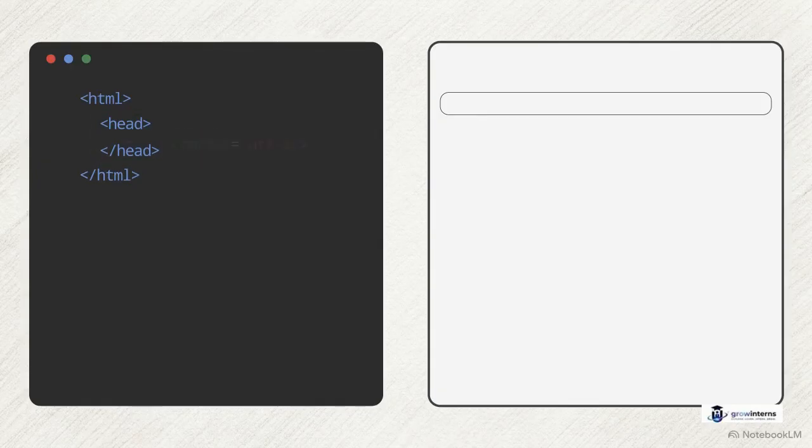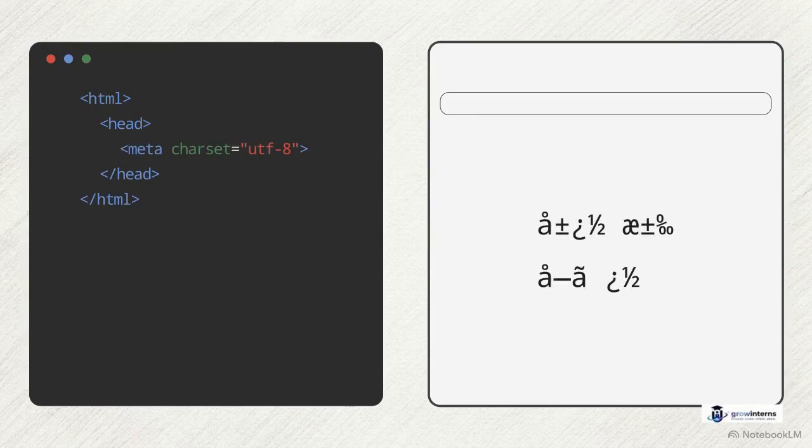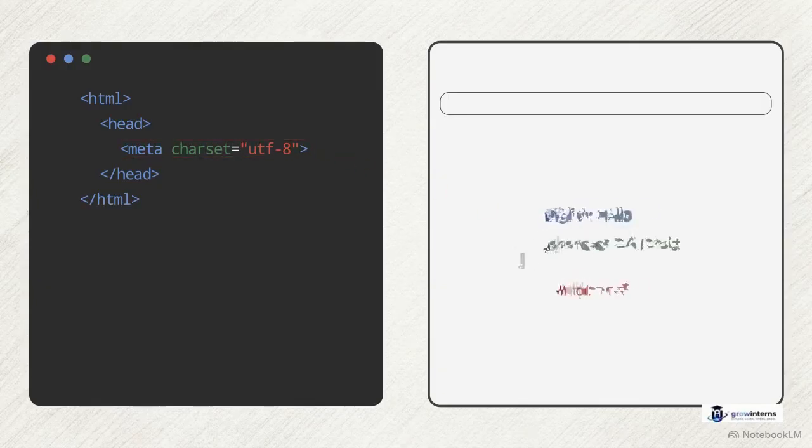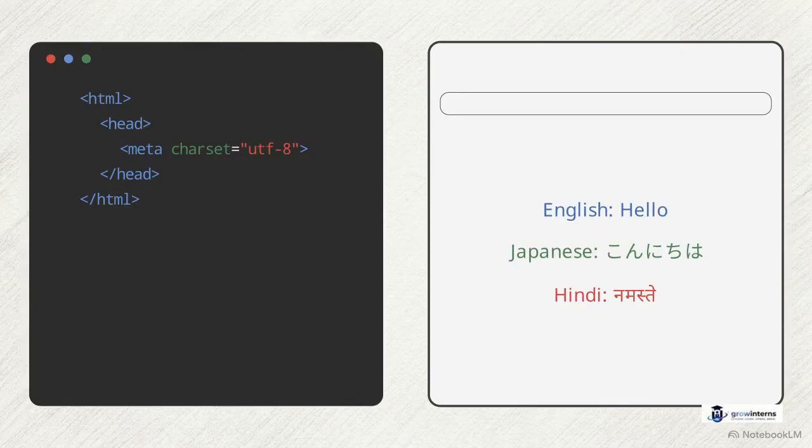The first piece we need is the character encoding. We add a meta tag with the charset attribute set to UTF-8. Without this, your text will render as chaotic, broken symbols. UTF-8 gives the browser the exact dictionary it needs to translate those symbols into readable characters across almost any human language.